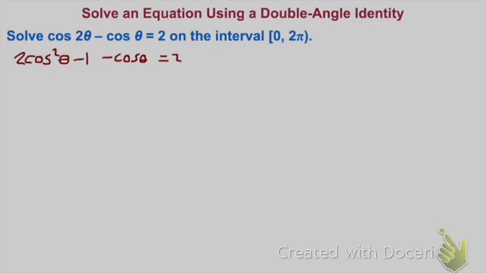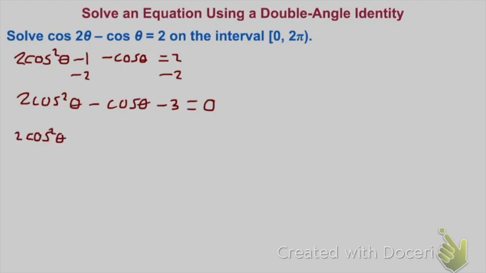We'll bring the 2 over. And I'm going to rewrite it so I put it in order so it's in standard form for a quadratic. We have 2 cosine squared theta minus cosine theta minus 3 equals 0. We have to do the AC split, unless you know how to do it with guess and check. 2 times negative 3 is negative 6. I will show you the AC split. What factors of negative 6 will add to negative 1? I have a negative 3 cosine theta plus 2 cosine theta.